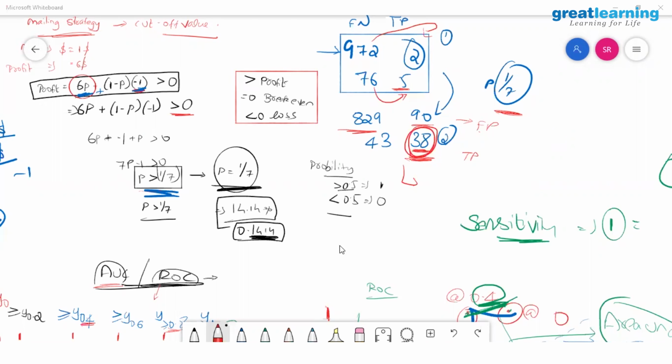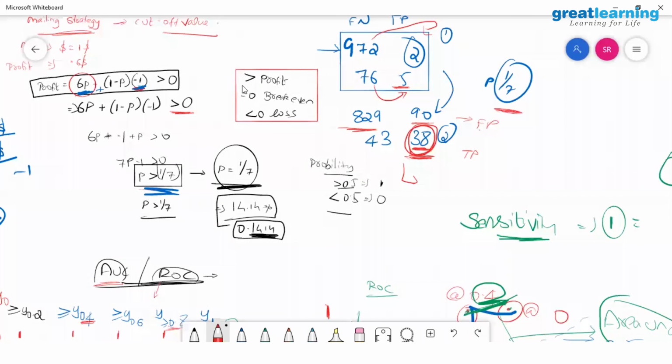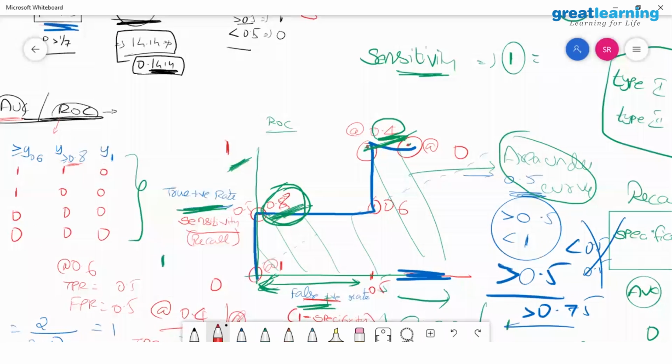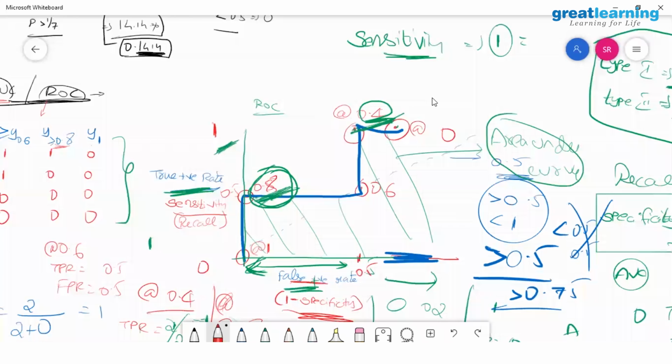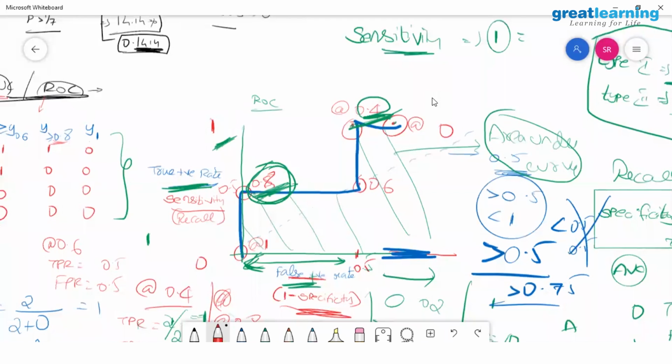How is the optimum cutoff 0.4? Do you want me to explain again, or was this message sent some time back? So the optimum cutoff, 0.5, I have selected because the sensitivity value is very high here. Am I able to answer your question? Okay, fine.